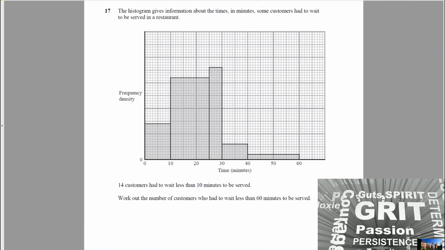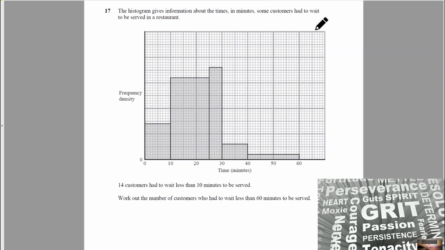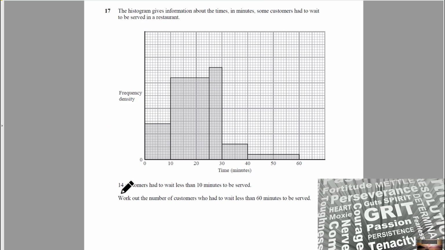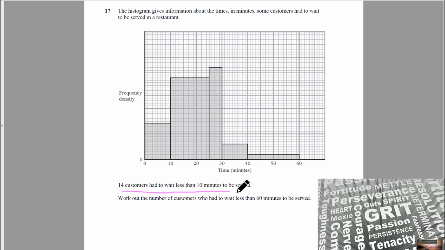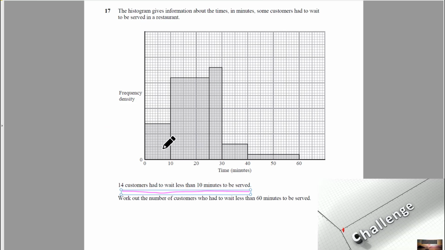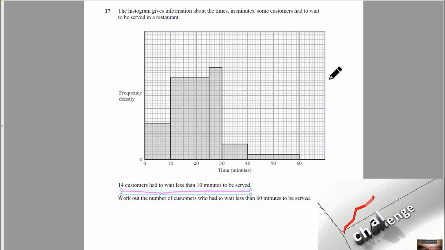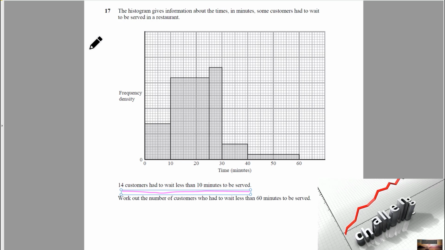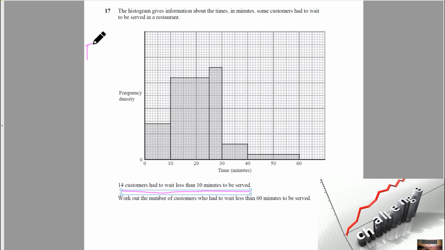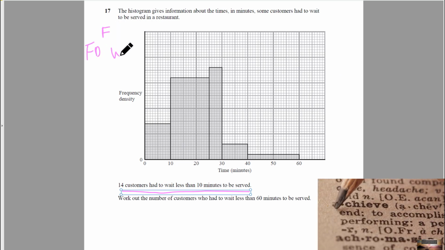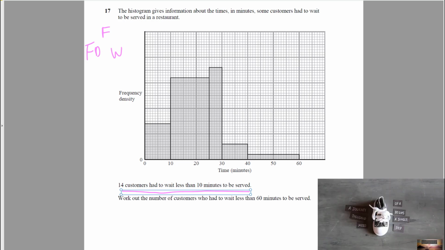Histograms. Okay, so have a read. 14 customers had to wait less than 10 minutes to be served. So this has to equal 14. So what do we need to remember? Frequency density, frequency divided by the class width. That's the triangle. We apply that, and this is a doable question.